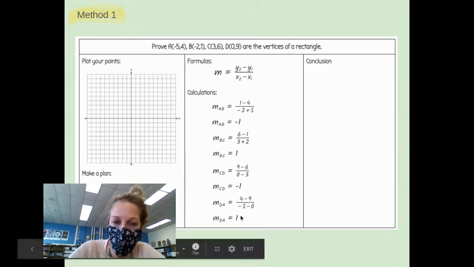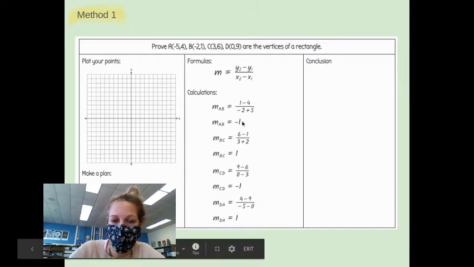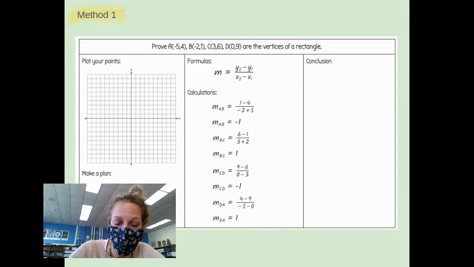When I look at my numbers, -1, 1, -1, 1, I only have two different slopes, which is a good sign because opposite sides should be parallel. Also, my consecutive sides, -1 and +1, are opposite reciprocals, which is what we're aiming for. So this is a good sign. Our slopes match. Now we need to summarize what these numbers tell us.